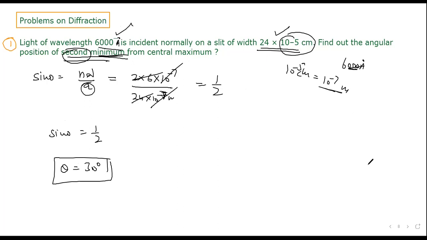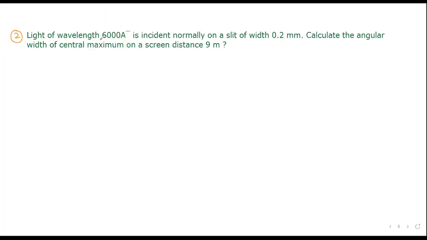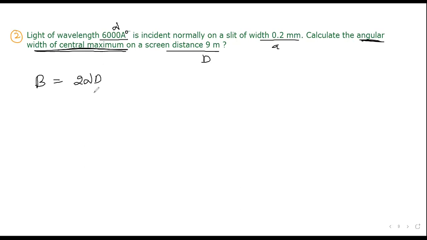Okay, let's move to the second problem. It says light of wavelength 6000 angstrom is incident normally on a slit of given width. Again, a is given and the wavelength is given. Calculate the angular width of the central maxima on a screen at a distance of 9 meter. D is given. They are asking for the angular width of the central maxima. First, the linear width of the central maxima is 2 lambda d by a. Then the angular width we write simply as 2 lambda by a.